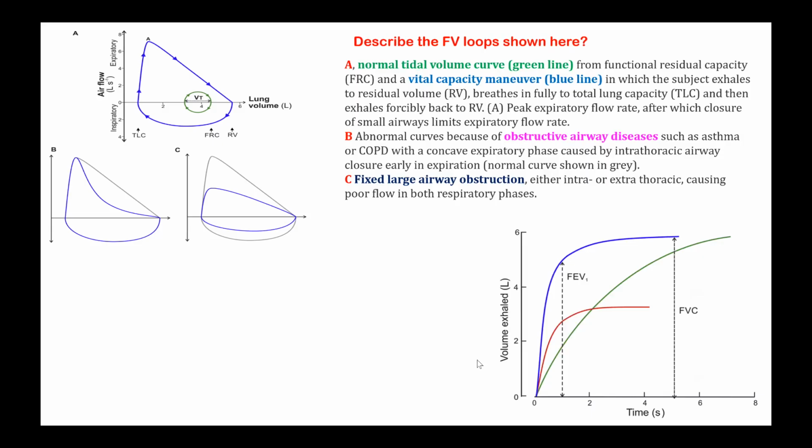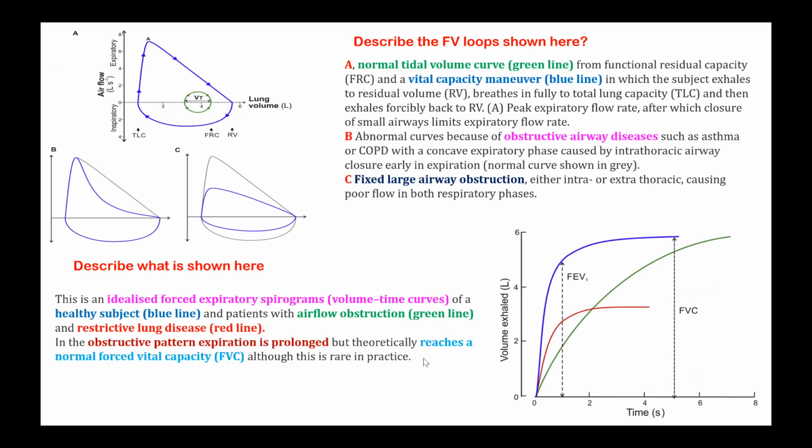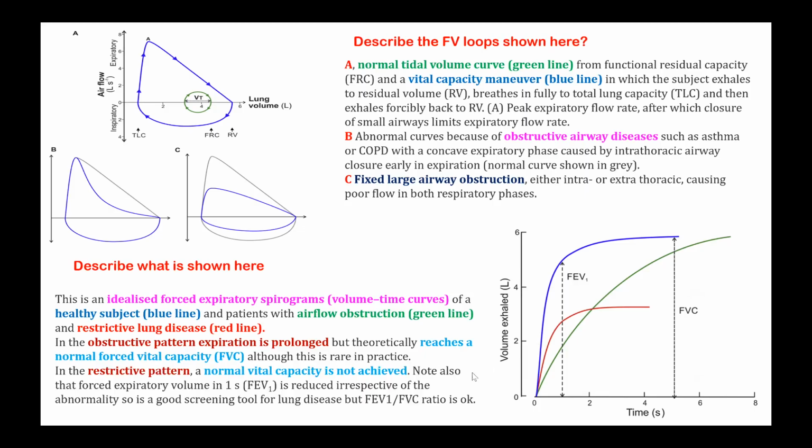What is this? Time volume. So this blue line is normal, the expiratory volume time curve. Here the green is the obstructive pattern, blue is the normal one, and the other is the restrictive pattern. So remember this picture, sometimes we may show all this.